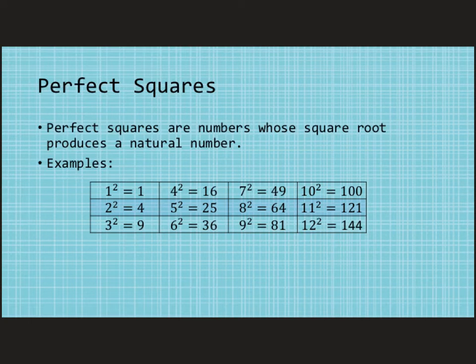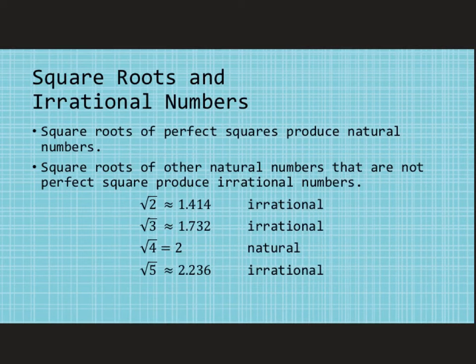When we talk about perfect squares, we're talking about numbers where the square root is going to give us a natural number. So I have listed the first 12 here, 1, 4, 9, etc. So the square root of any of these numbers is going to give me a natural number. So the square root of 1 is 1. The square root of 64 is 8, and so on.